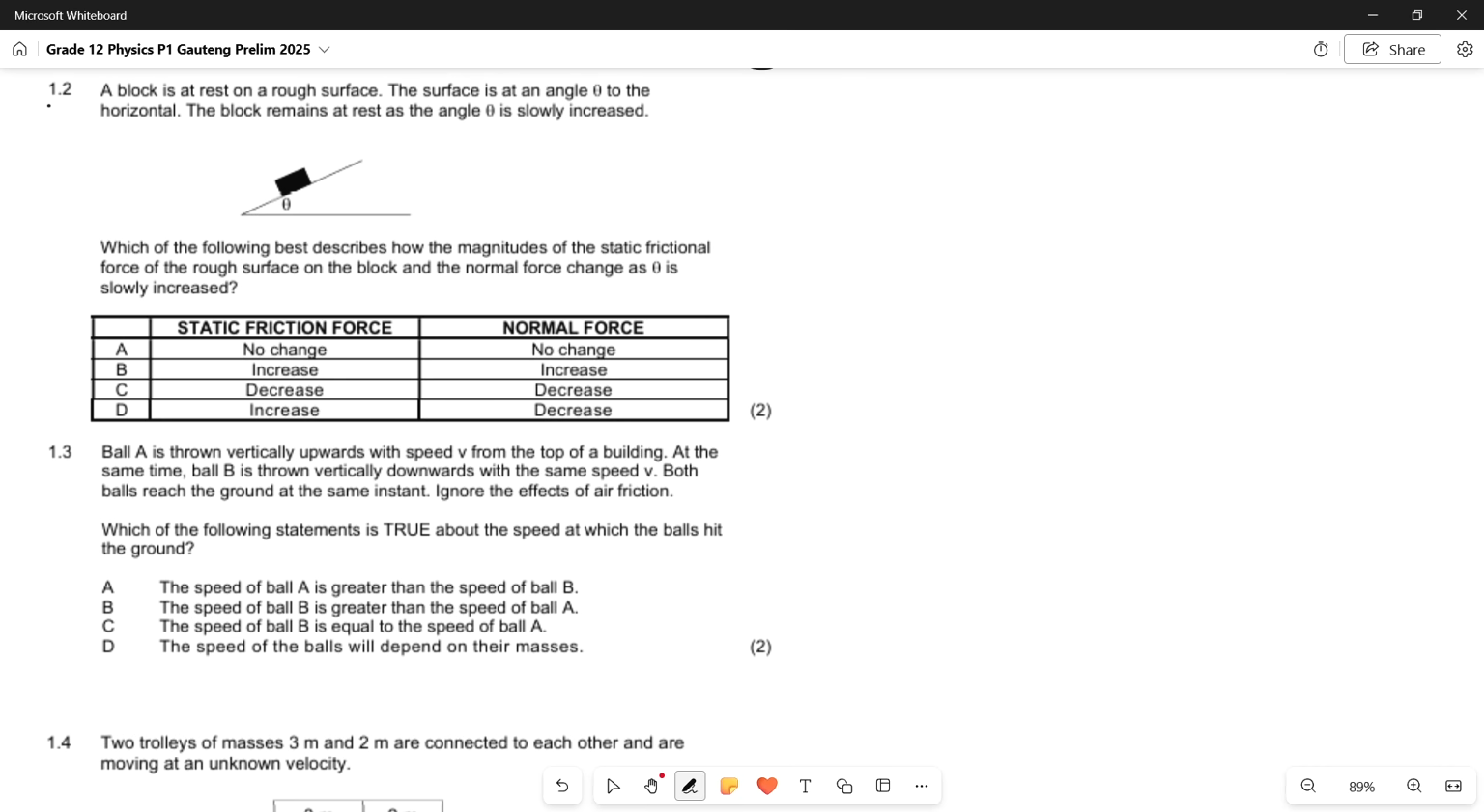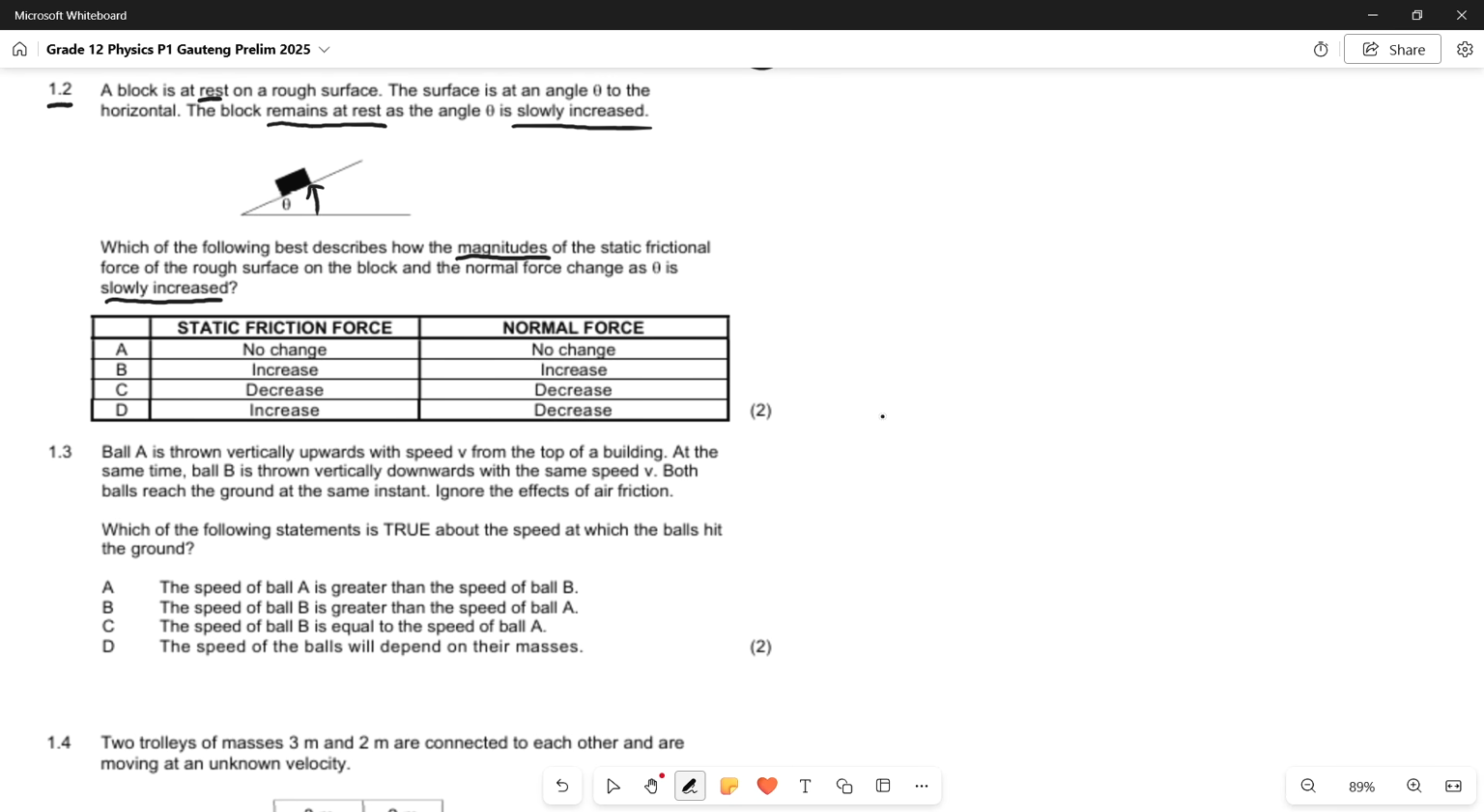And then question 1.2 says, a block is at rest on a rough surface. The surface is at an angle theta over here to the horizontal. The block remains at rest, so it does not move, as the angle theta is slowly increased. So we are making this angle greater over here. Which of the following best describes how the magnitudes, the amounts, of the static frictional force of the rough surface on the block and the normal force change as theta is slowly increased? So theta is slowly being increased over here.